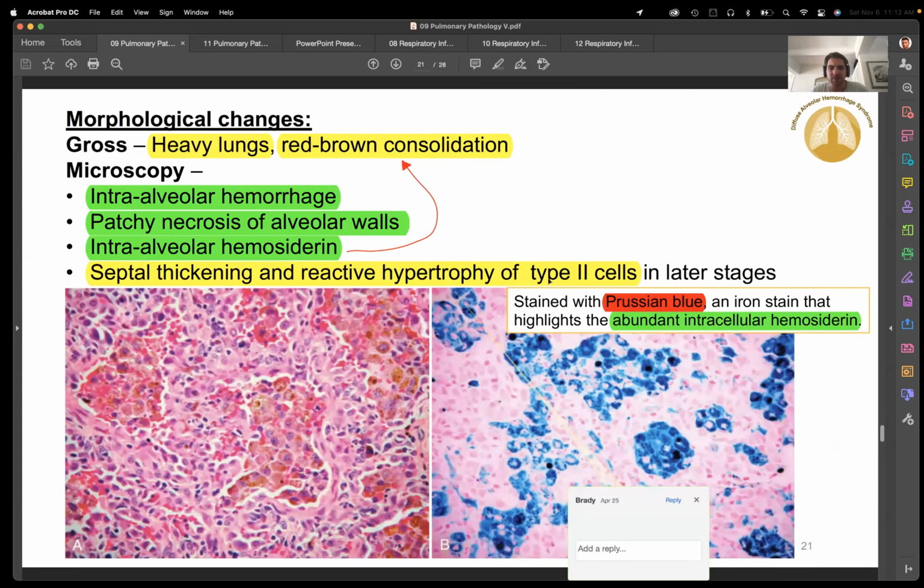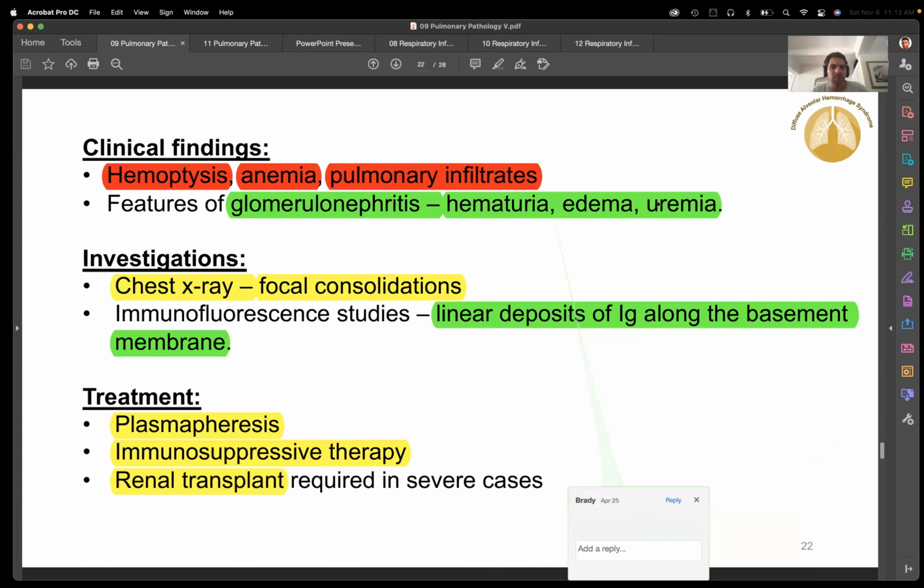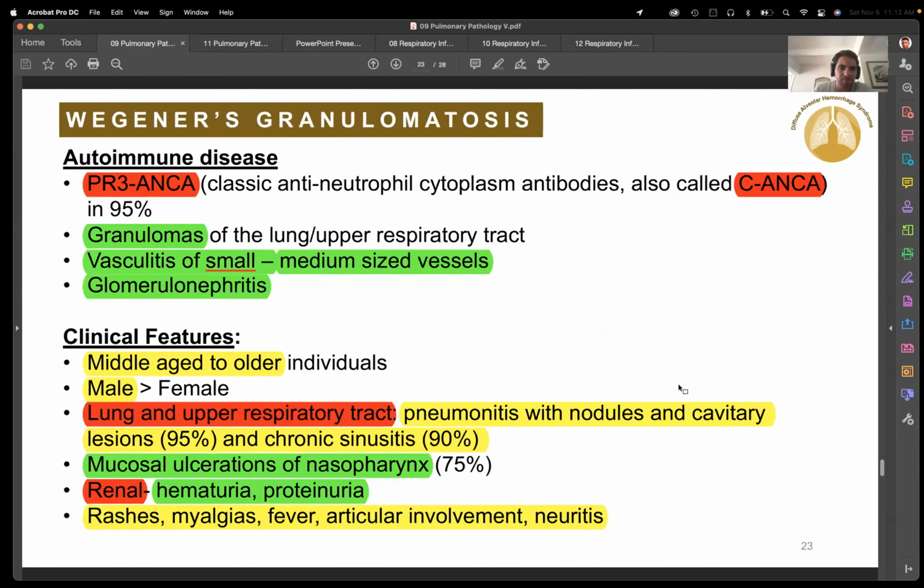So iron deposits there as well. Hemoptysis, edema, pulmonary infiltrates, right? That along with this glomerulonephritis that you key in on, there's some sort of deposits, right? So this Good Pasture syndrome comes up.